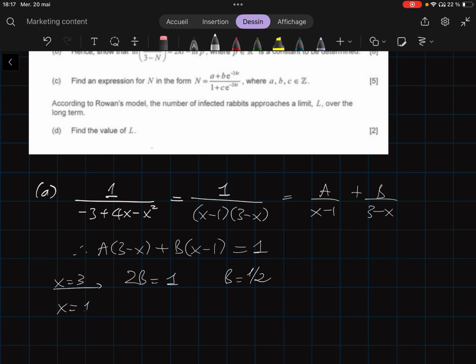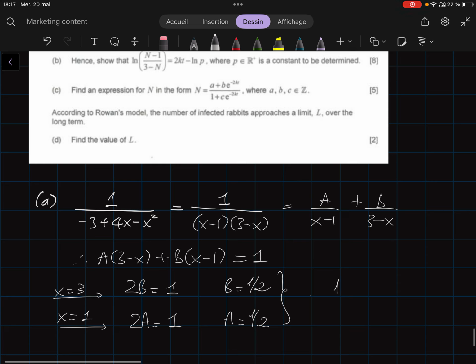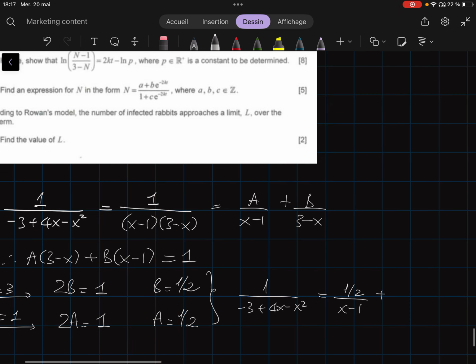Plug in x equals to 1. Second term is gone. A is also 1 by 2. And therefore, this is 1 by 2 by x minus 1 plus 1 by 2 by 3 minus x.